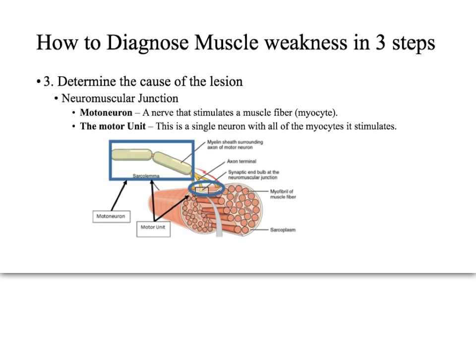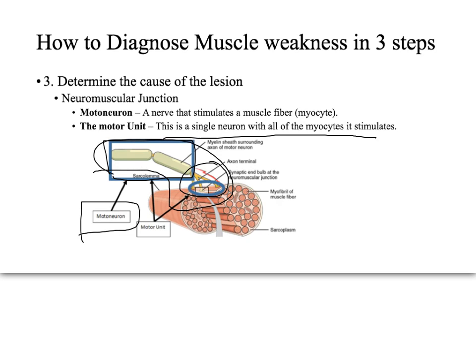A motor neuron is a nerve that stimulates a muscle fiber. So it's a single nerve, and this single square right here indicates this motor neuron. Then the motor unit is this single neuron with all of the myocytes that it stimulates. You can see that the axon branches at its terminal end, and it stimulates multiple muscle fibers. So the nerve itself plus the muscle fibers indicates the motor unit.